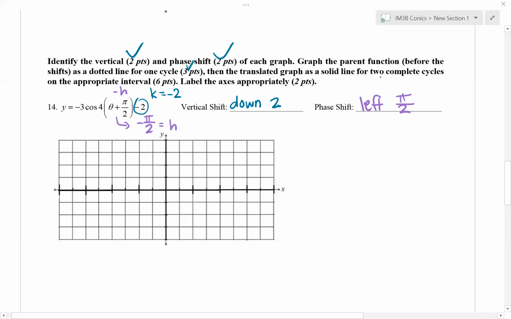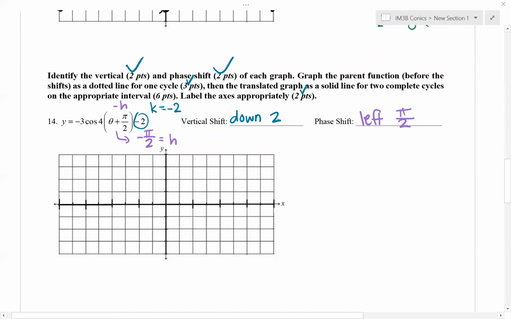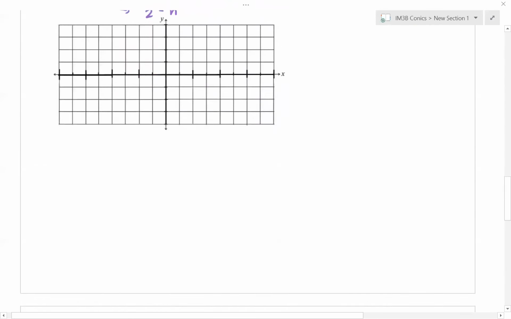So we're going to do the parent function as a dotted line and label our axis as before. Okay, so let's look at what our axis was. It was pi over 8, pi over 4, 3 pi over 8, pi over 2.